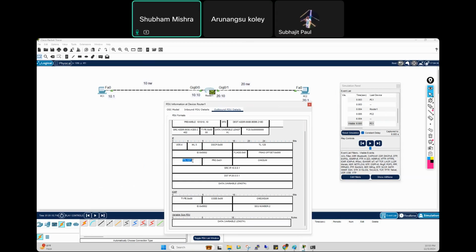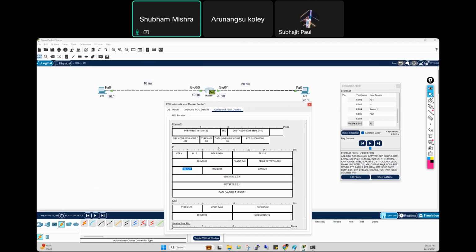When the packet crosses your layer 3 device, your TTL value will be decremented by 1. That is the reason the TTL value is 127. Protocol number is 1. Source IP is 10.1. Destination IP is 20.1. No change. Everything is fine. You see only one change inside the IP header, that is the TTL value. Now come to layer number 2.